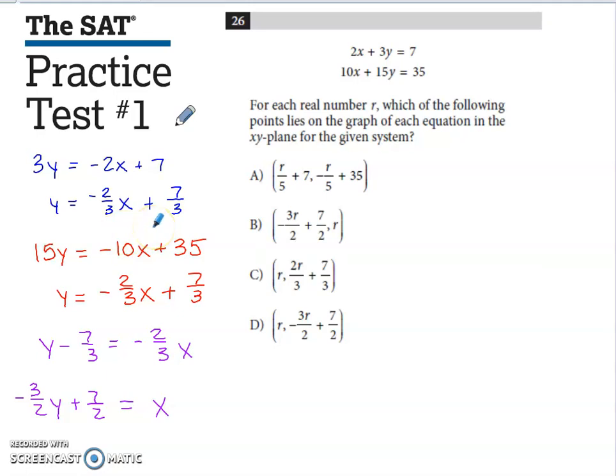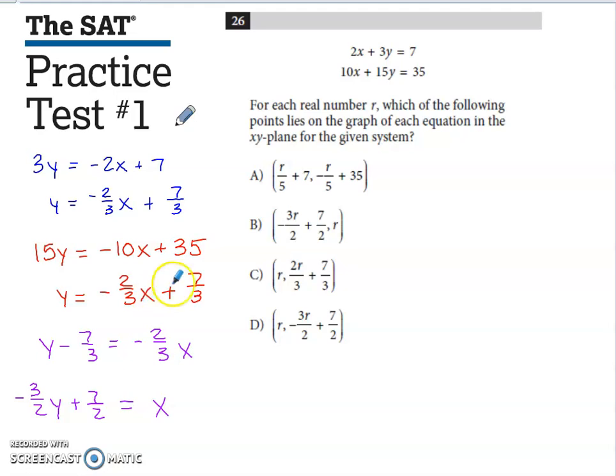And in this case, if you isolate y in both of these equations algebraically, you end up with the same equation. So these lines actually graph the same line, so they are intersecting everywhere on the line.